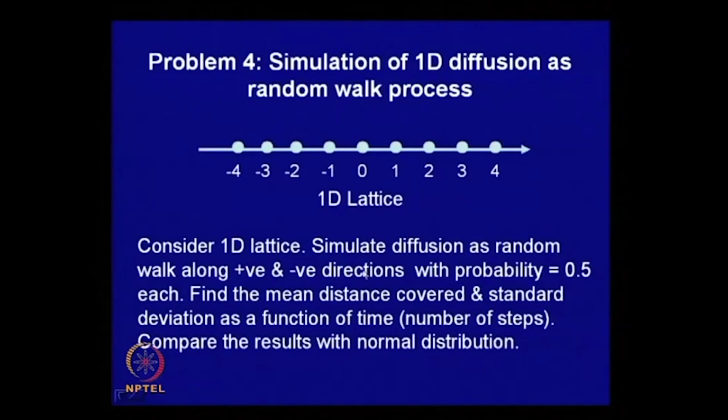These are the instructions given here. Consider a 1D lattice and simulate diffusion as a random walk along the positive and negative directions with probability equal to 0.5 each. Now find the mean distance covered and standard deviation as a function of the number of steps, and compare the results with the normal distribution.